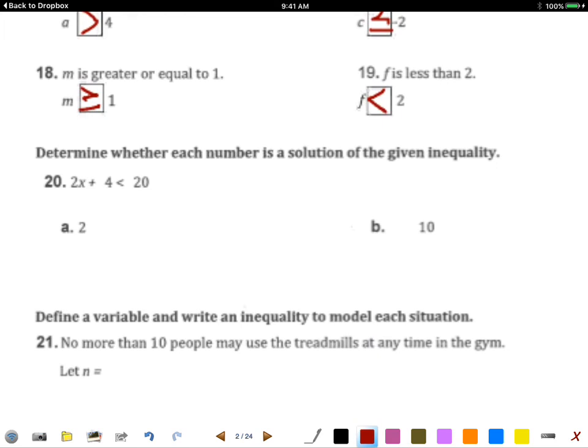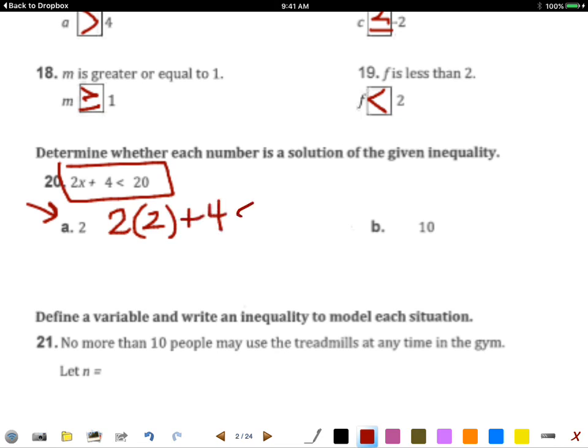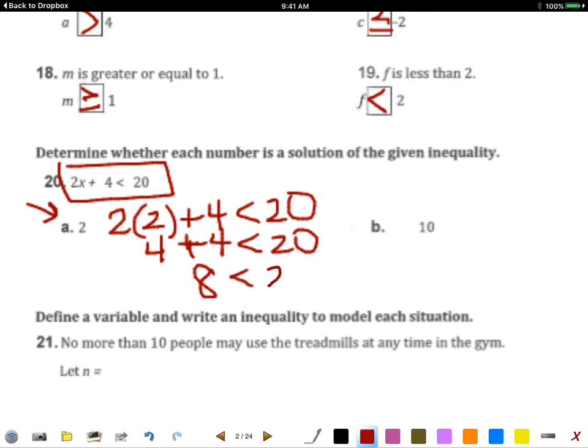All right, now we're going to do the same thing with the inequalities here. We're going to plug in a number for x and see if this inequality is true. So we're going to take, here's the problem, and they're wanting us to check this as a solution. So we're going to plug that in for x. So we have, instead of 2x, we're going to have 2 times 2 plus 4 less than 20. What's 2 times 2? 4 plus 4 less than 20. 4 plus 4 is 8 less than 20. So stop yourself and say, is 8 less than 20? Yes. So the answer is yes. 2 would be a solution to that inequality.